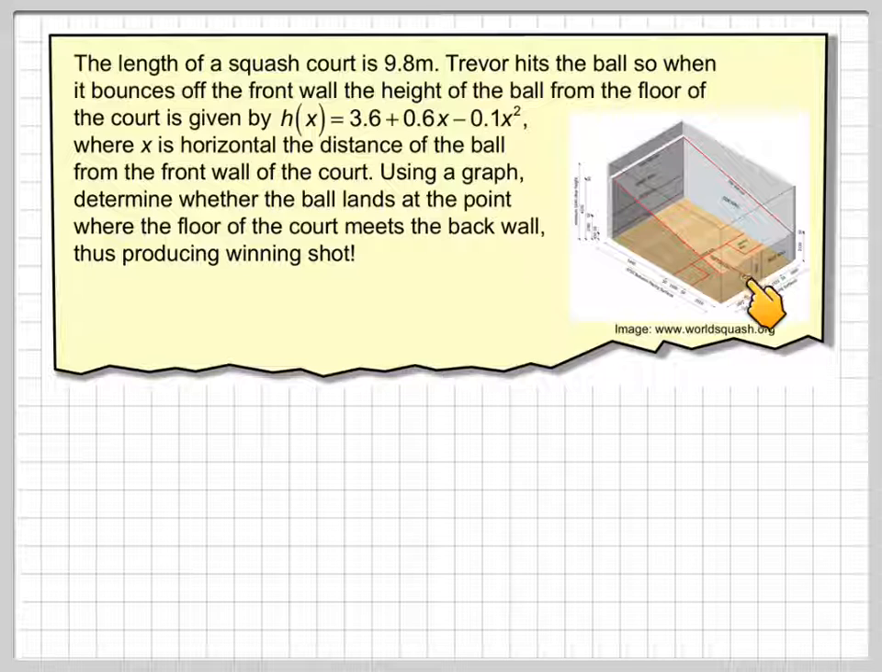Well, that would probably be a good shot because it would just land in the nick of the back wall and the floor, and therefore be very, very difficult to actually get back by your opponent. Okay, now to the mathematics.